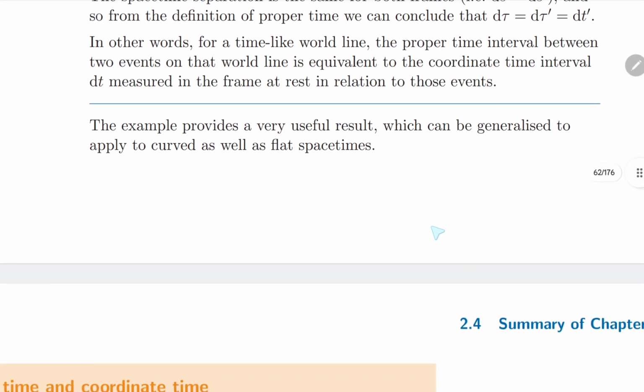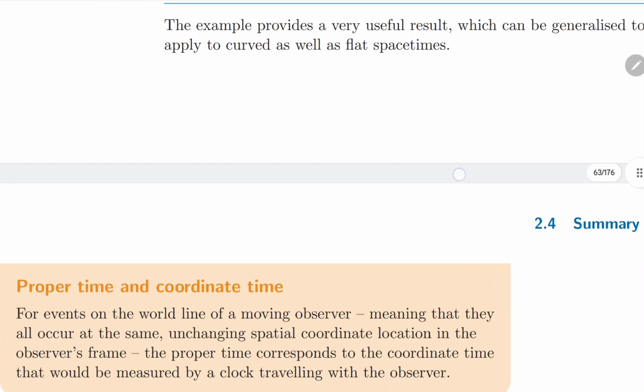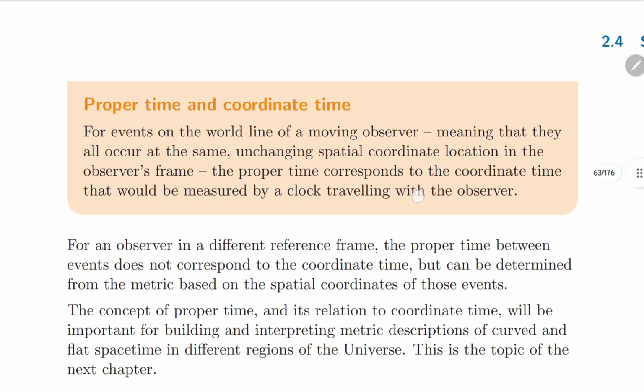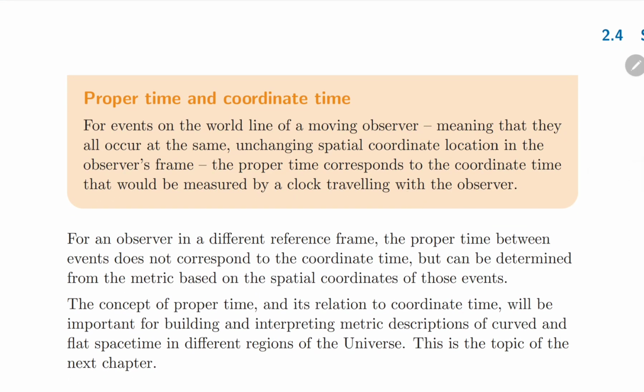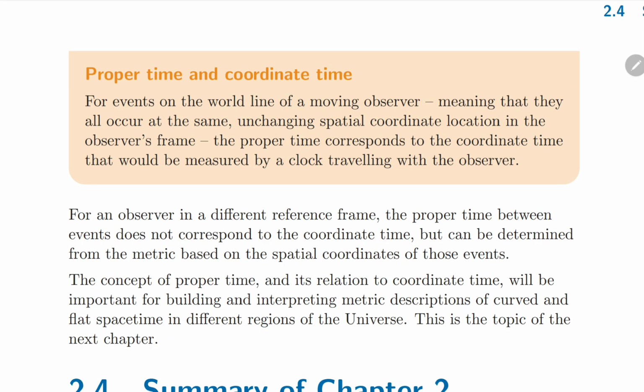The example provides a very useful result which can be generalized to apply to curved as well as flat spacetimes. Proper time and coordinate time. For events on the world line of a moving observer, meaning that they all occur at the same unchanging spatial coordinate location in the observer's frame, the proper time corresponds to the coordinate time that would be measured by a clock traveling with the observer.